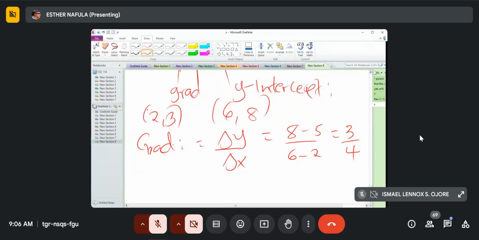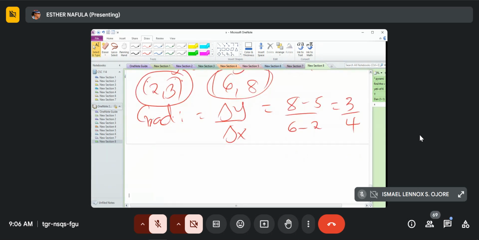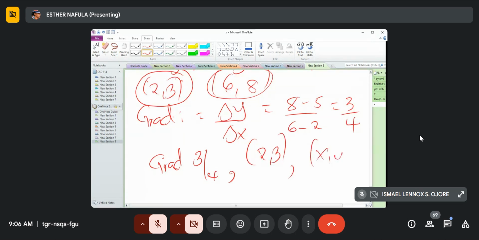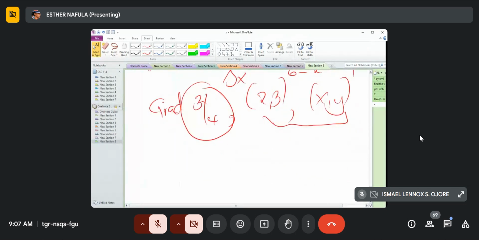Once you have the gradient, you pick either of these 2 points, because whichever point you pick, you'll end up with the same equation. So you can pick either 2, 3, or 6, 8 together with x, y plus the gradient. We have the gradient as 3 over 4. We can pick the first point 2, 3 together with x, y. Then we use these 2 points to compute the gradient using the formula change in y over change in x. So y minus 3 divided by x minus 2 equals 3 over 4.